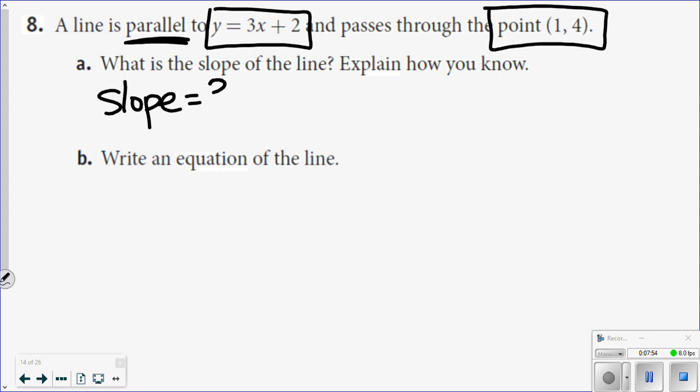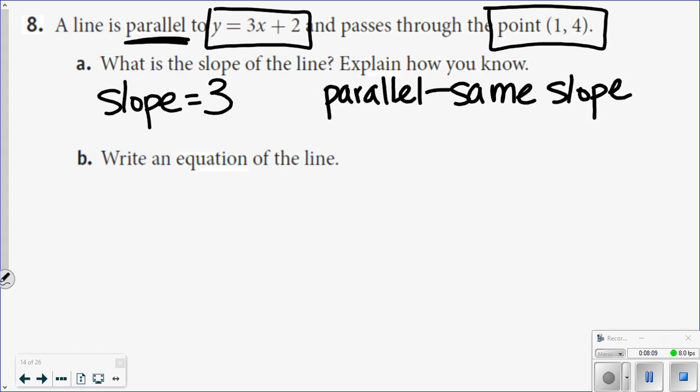The slope is 3. How did I know? Well, because it's parallel, it has the same slope. And it says write an equation of the line. I know the slope and I know a point. So let's choose point slope form. That would be the easiest.